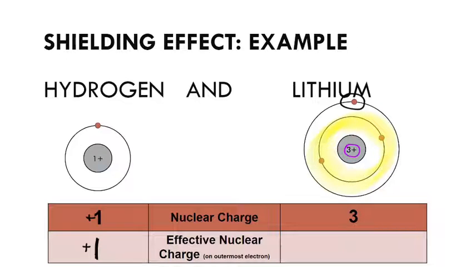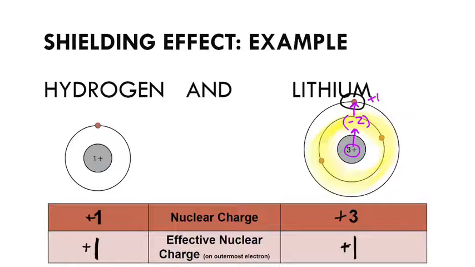So even though the full 3 protons are trying to pull on that electron, this first energy level with those 2 electrons is like a -2 shell that cancels out some of the pull, so that the outermost valence electron on lithium still only feels the pull of 1 single proton. The fact that that inner energy level is protecting the outer energy level is the shielding effect.